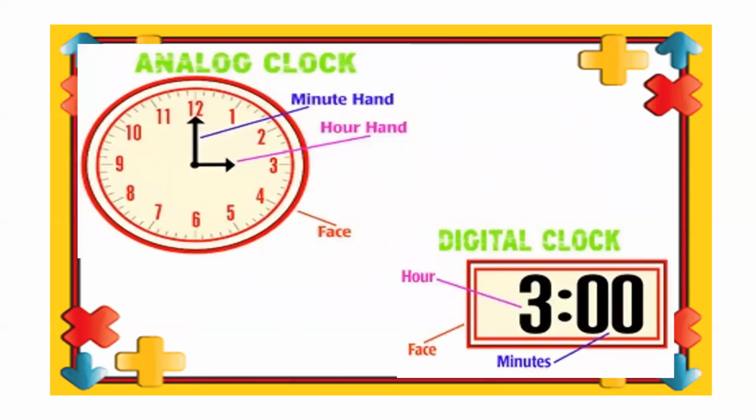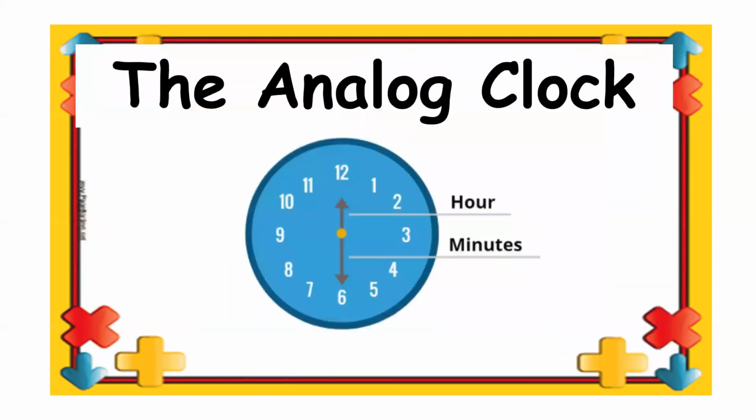Today, we will explore the analog and the digital clocks. What do we use them to do? Very good thinking. We use them to measure time. Okay, so the first one we will look at is the analog clock.